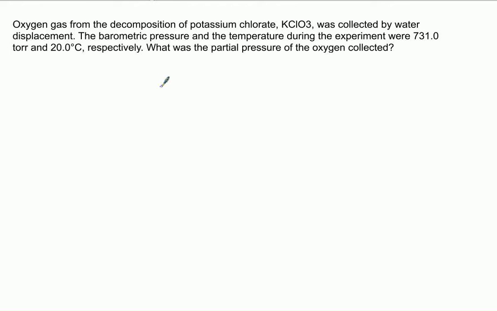So you'd have a problem that looks kind of like this. Oxygen gas from the decomposition of potassium chlorate was collected by water displacement. The barometric pressure and the temperature during the experiment were 731 torr and 20 degrees Celsius respectively. What is the partial pressure of the oxygen collected? So in this problem, I have this total pressure, 731.